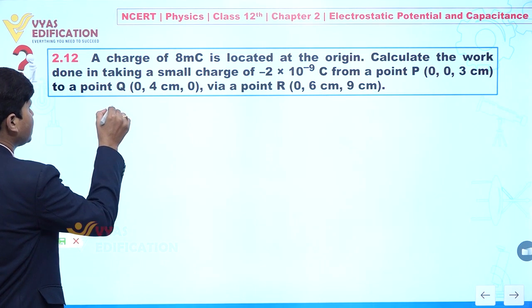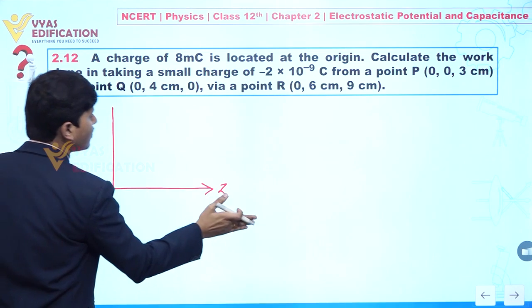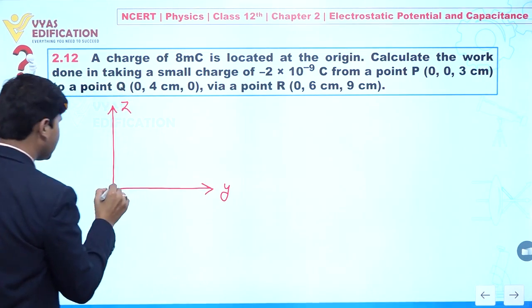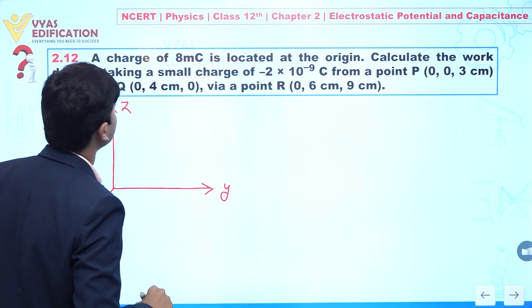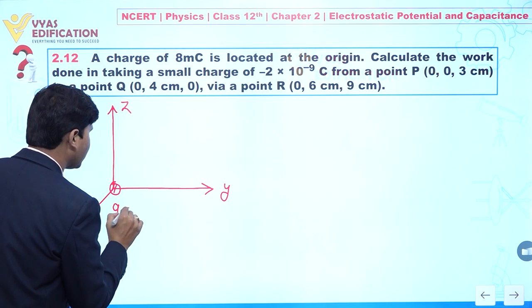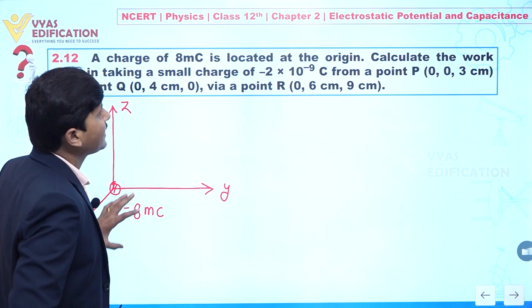Let's suppose this is the Z axis, this is the Y axis, and this is the X axis. Now it is given in this question that a charge is located at the origin. So let's suppose here we have a charge, and its value is given to you as 8 millicoulomb. Clear? It is located at the origin.